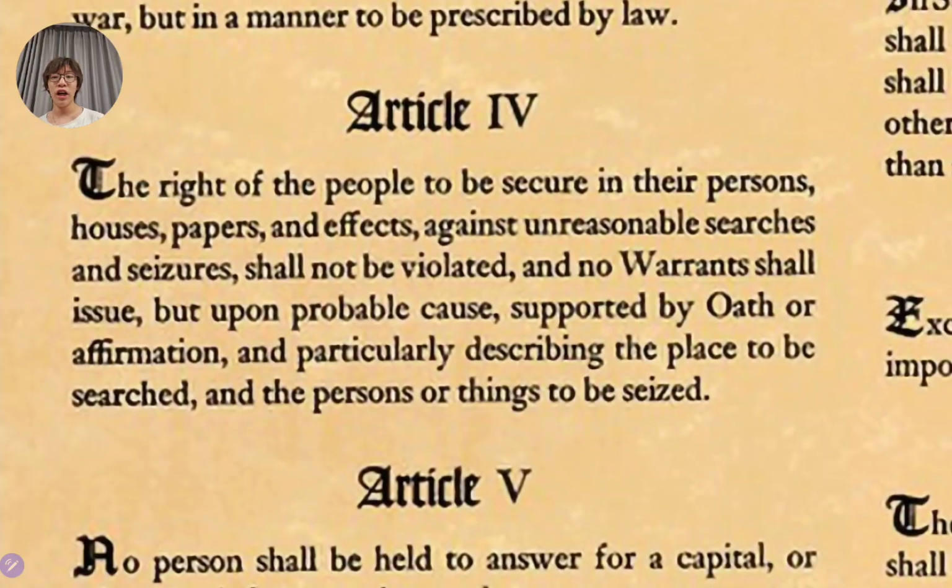And in Article 4, the right of the person to be secure in their persons, houses, papers, and effects against unreasonable searches and seizures. Apparently, this is about searches and warrants. You can't be searched without a warrant, or without probable cause. But as we can see, establishing probable cause is a pretty hard thing to do, because it is subjective, not objective.